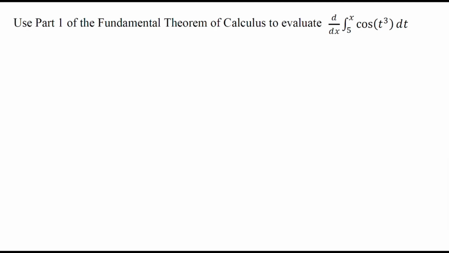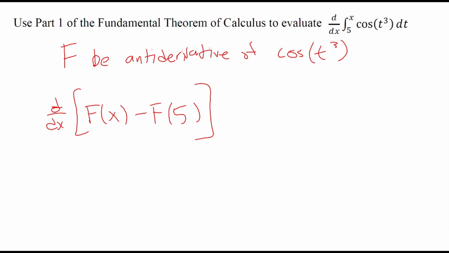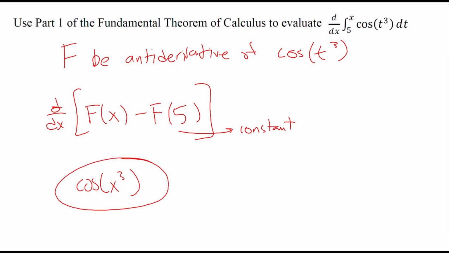Our next one here is going to be the same basic process. We're just going to let capital F be an antiderivative of that function, the cosine of t cubed. And so now we're just looking at a derivative with respect to x of capital F of the upper limit minus capital F of the lower limit. Well, the derivative of capital F of x is just the function evaluated at x, and the derivative of that constant is just 0, just like in the last one. And so we just have cosine of x cubed minus 0, which is, of course, just cosine of x cubed.